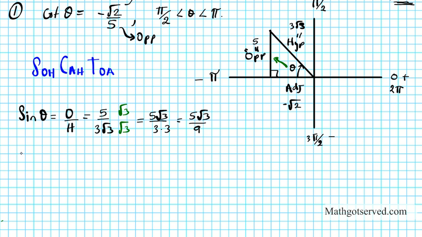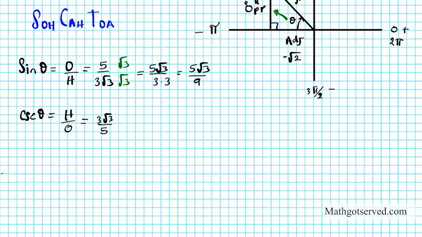Alright, now let's look for our reciprocal of sine. The reciprocal of sine is cosecant, so cosecant theta is hypotenuse over opposite. Instead of reciprocating the final answer, which would give me a radical in the denominator, I'll reciprocate O and H unrationalized. That will give me 3 root 3 over 5, so I don't have to do any work rationalizing. Okay? Alright, the next one is cosine.